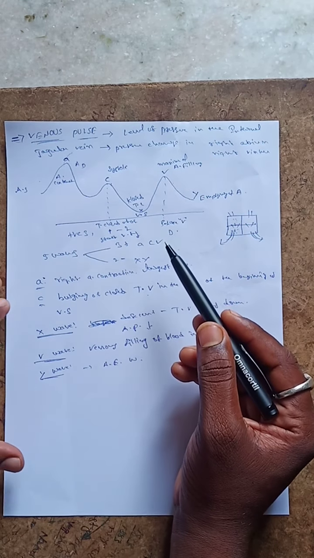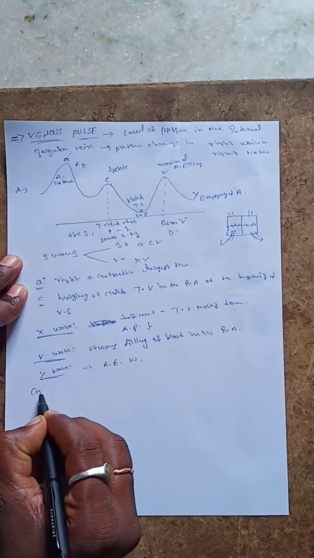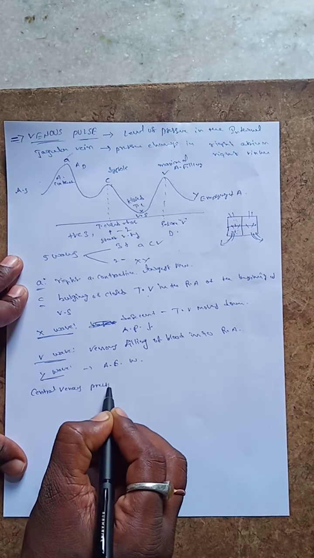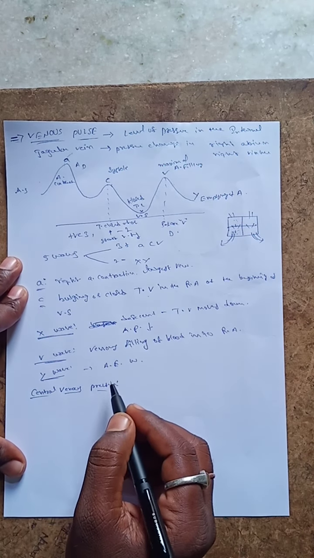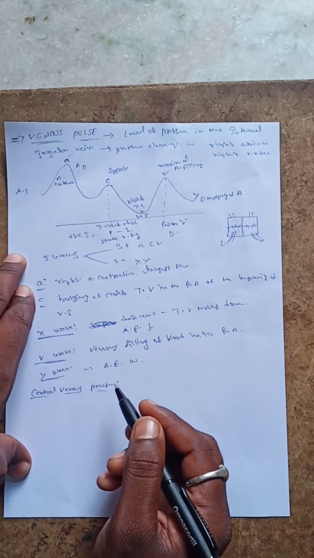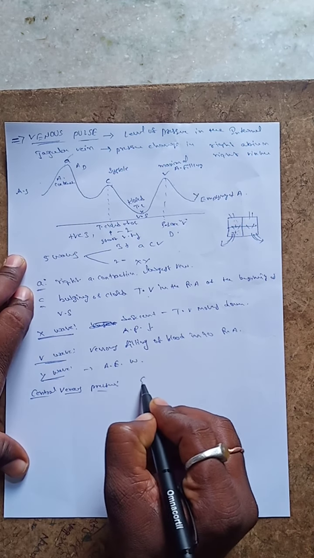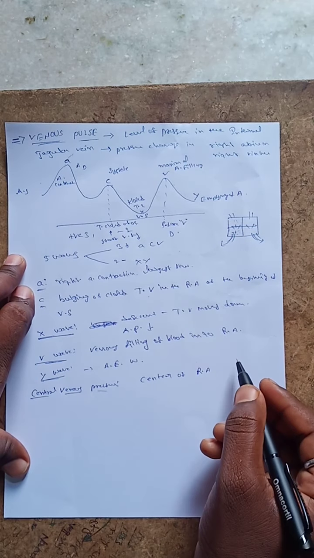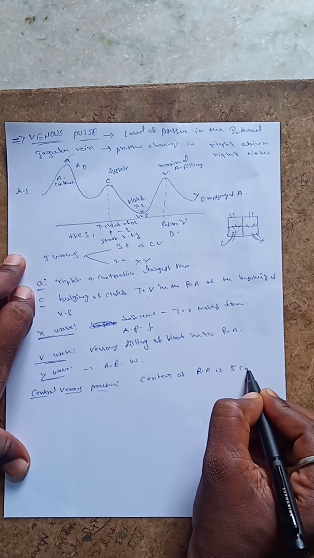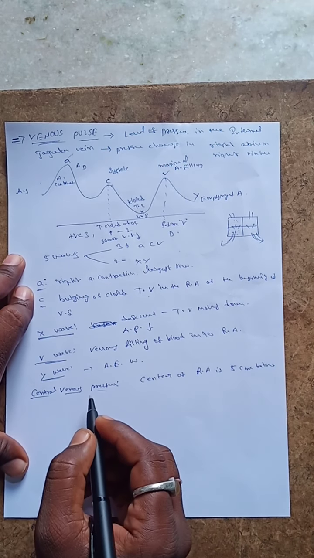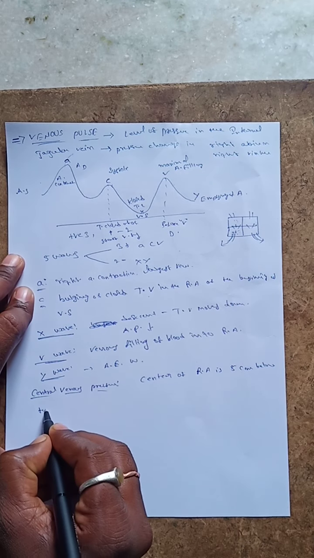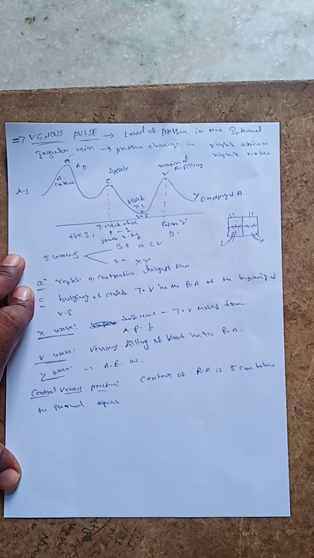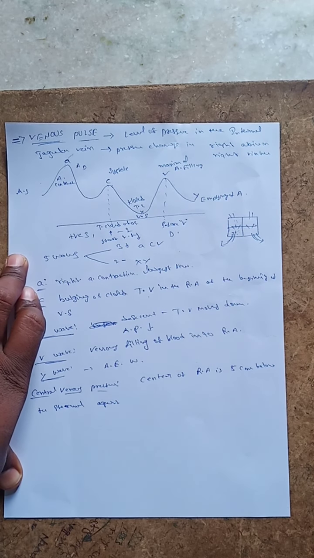Now, central venous pressure. What is the central venous pressure? The central venous pressure is the pressure at the center of the right atrium. The center of the right atrium is 5 centimeters below the sternal angle. The measurement obtained is the right atrial pressure.